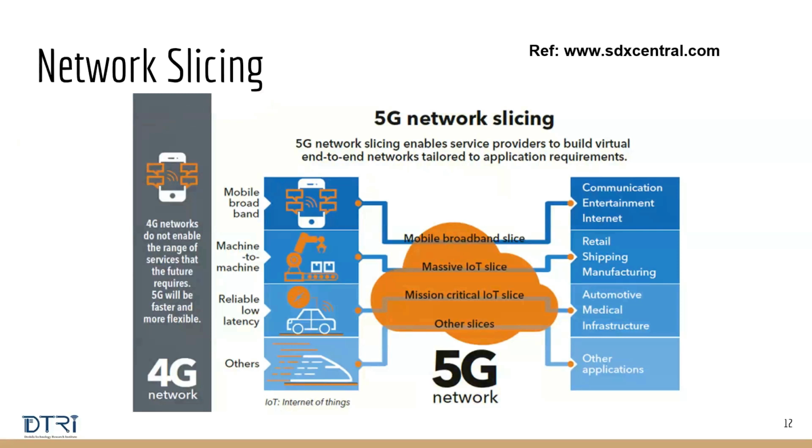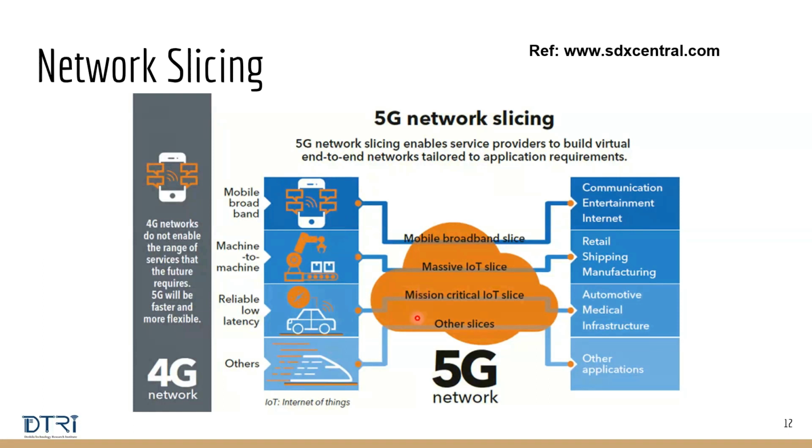So what is the meaning of network slicing? It can be defined as a network configuration where you allow multiple networks connected to various applications. If you look at this picture here, you have mobile broadband, which is your eMBB case. This is machine to machine, your mMTC scenario. This is reliable low latency, your URLLC case. This is some other case.